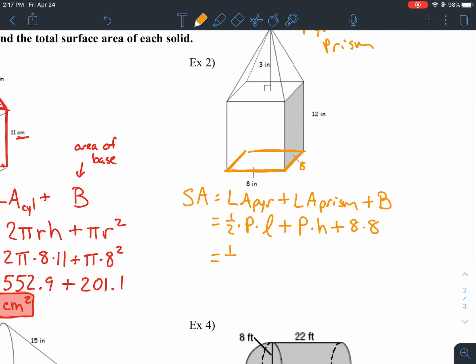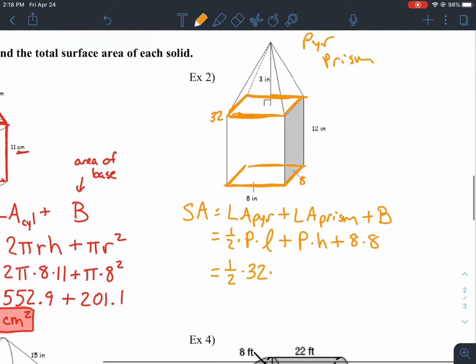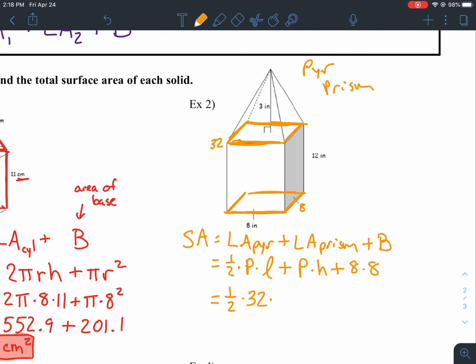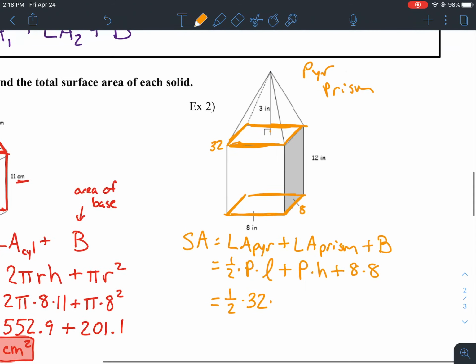Now from here, we can start filling in the specific values. 1/2 times P. Remember, P is the perimeter of the base. So if it's 8 on each side, that's 8 plus 8 is 16, plus another 8 is 24, plus another 8 is 32 if we go all the way around. Perimeter is 32 times L. Well, we don't have the slant height. We have a regular height. Regular height is 3. So remember, just like we've been doing all unit, if we are missing a piece of information, we do the Pythagorean theorem in order to find that missing piece.